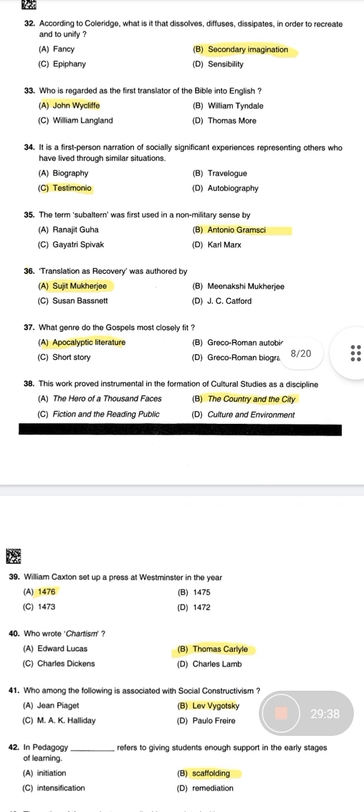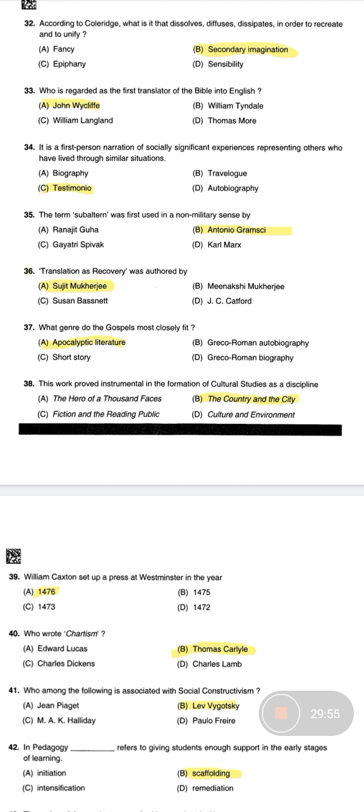Okay. Question number 36. Translation as Recovery was authored by Sujit Mukherjee, is the right answer. Keep in mind every Indian author, these are the same. They will repeat again, that I will tell you.